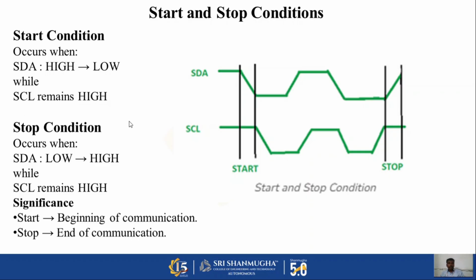A start condition occurs when the SDA line changes from logic high to logic low, while the SCL line remains high. This condition alerts all devices on the bus that a new communication session is beginning. A stop condition occurs when the SDA line changes from logic low to logic high, while the SCL line remains high. This indicates that the communication session has ended.